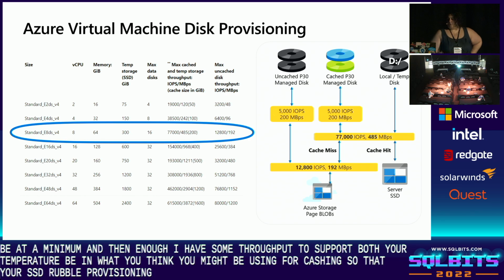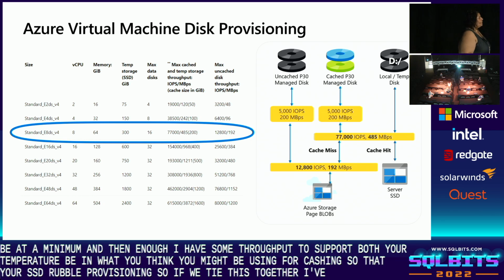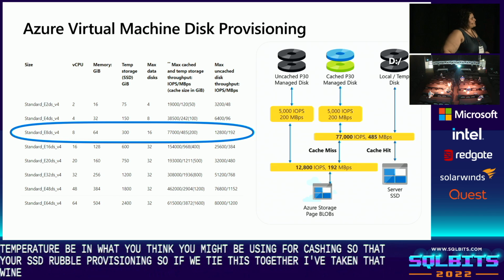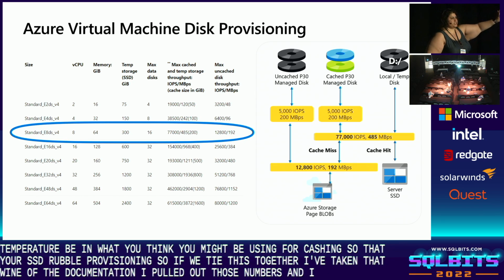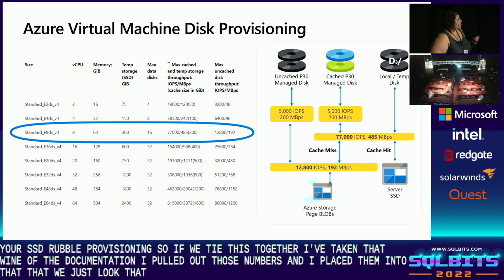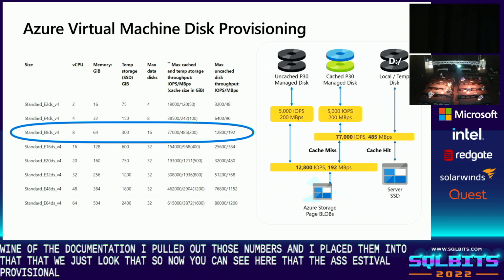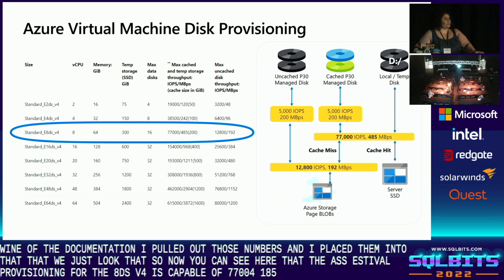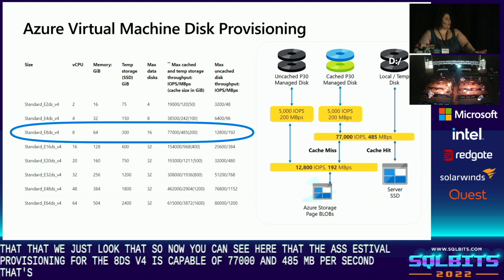So if we tie this together, I've taken that line of the documentation, I've pulled out those numbers, and I've placed them into that chart that we just looked at. So now you can see here that the SSD level provisioning for the E8 DSv4 is capable of 77,000 IOPS and 485 megabytes per second. That's the limit for whatever you put on the D drive plus the cache.